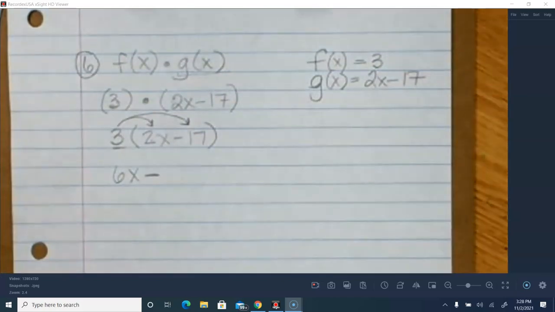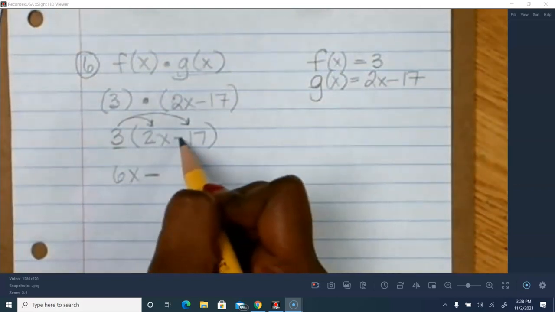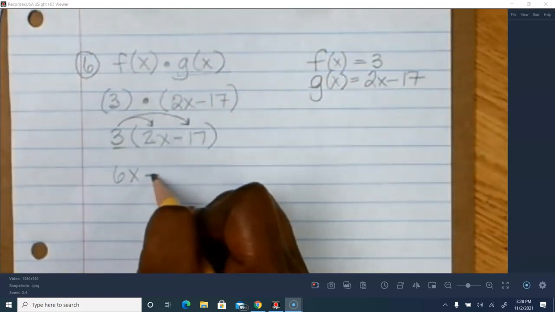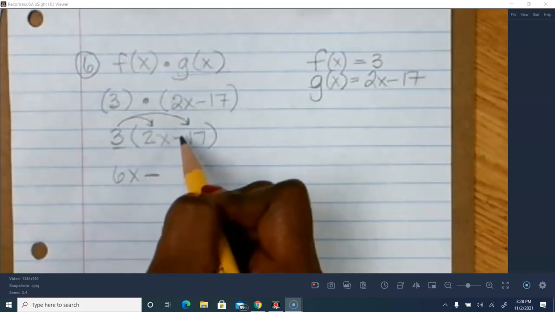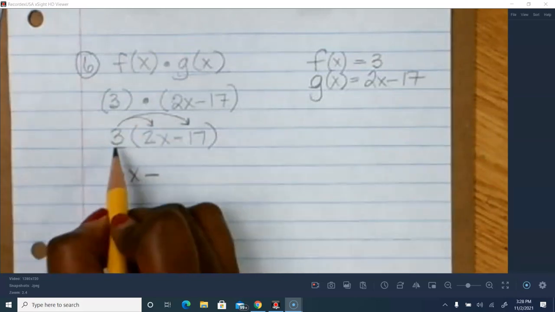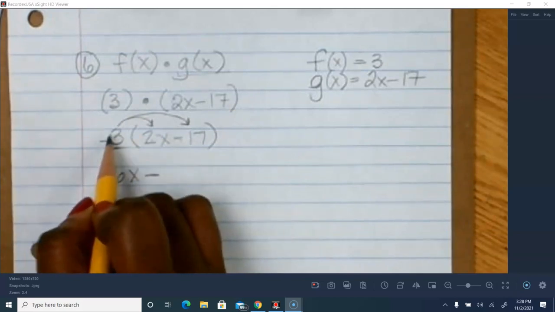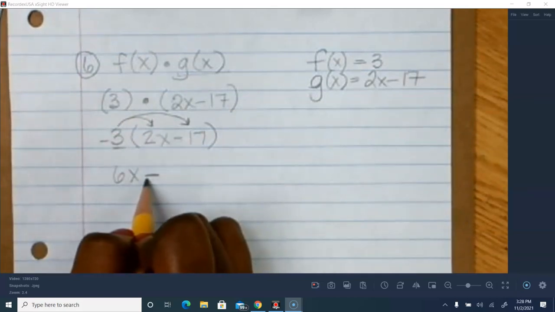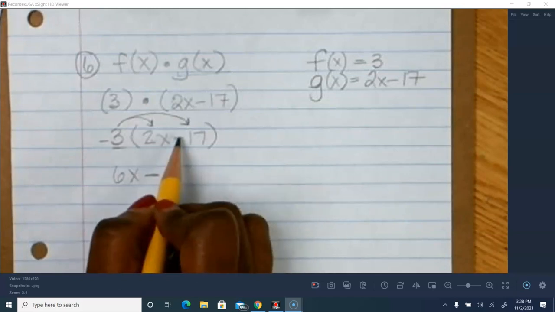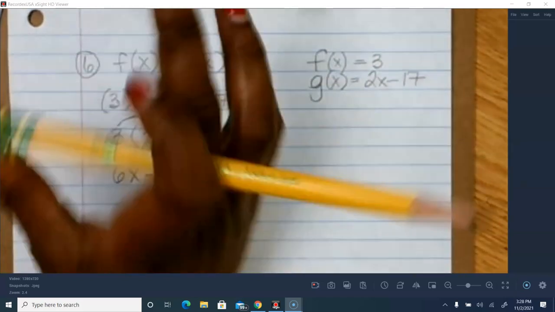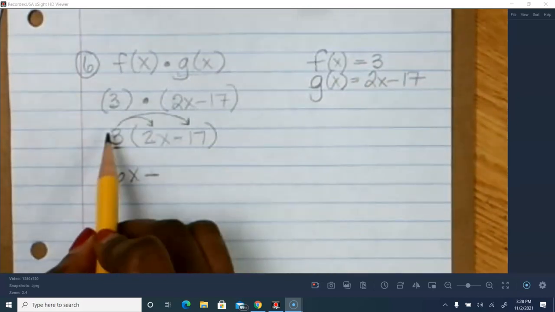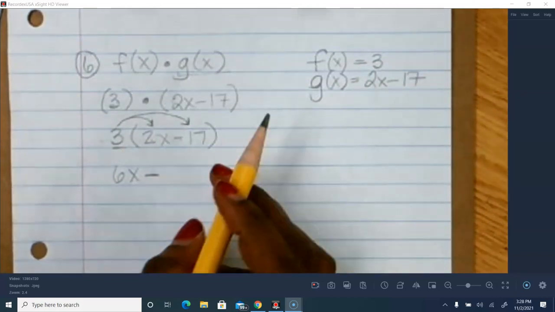Notice where I'm getting my signs from. I'm not putting this negative here just because it's there. I'm putting this negative here because a positive times a negative is a negative. I can't just pull this, because if this would have been a negative 3, then a negative times a negative would have given us a positive, and so this would have been a plus sign. So don't pull the sign that is there. In your mind, go through and see what that sign is going to be after you find the product.